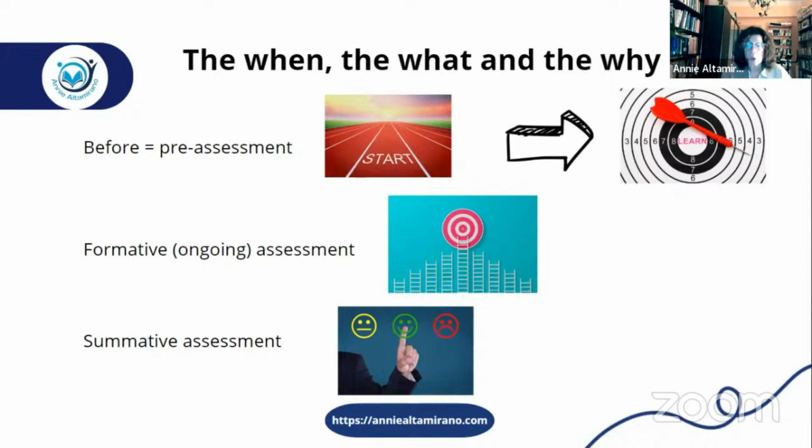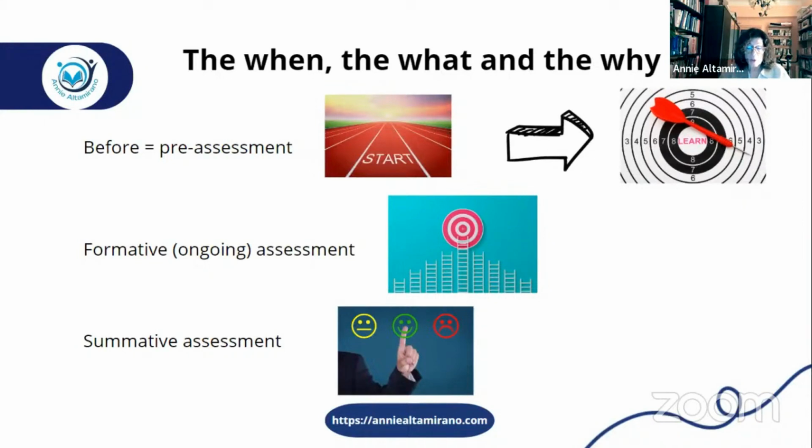So, pre or diagnostic assessment will help us determine a student's starting point with learning targets. And it will help teachers develop an awareness of the students' interests and learning preferences. Formative or ongoing assessment will help monitor our students' evolving knowledge, understanding, and skills. And then the summative assessment will help us evaluate our learners' status with the learning targets or learning intentions.